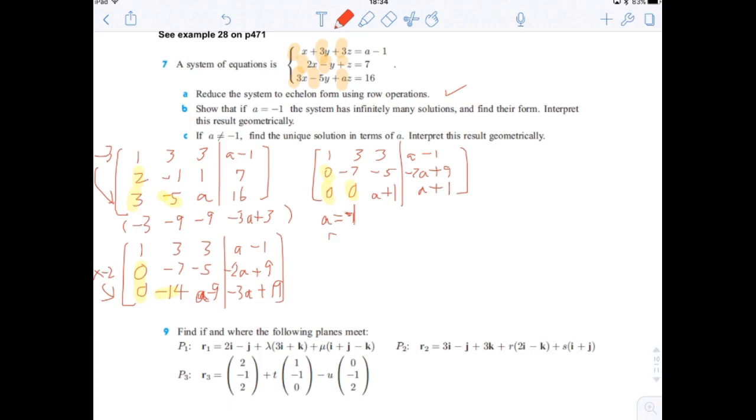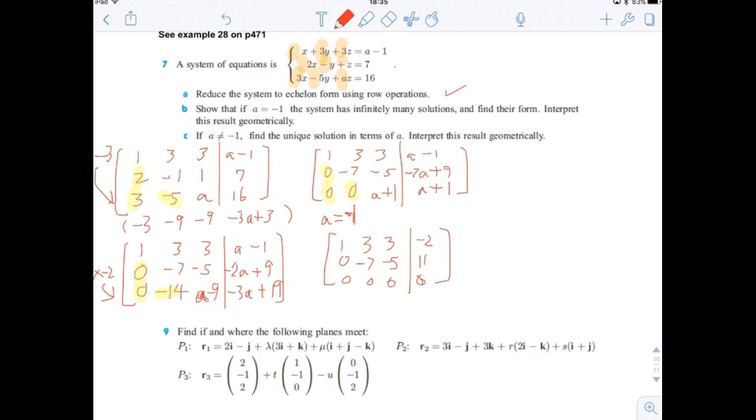Let's try plugging in a equals -1 to some of the other rows. So 1, 3, 3, and then the first row would be a minus 1, -1 minus 1 is -2. The second row would be 0, -7, -5, -2a plus 9. A is -1, so it would be -2 times -1, so +2 plus 9, which would be 11. And then the last row would be 0, 0, and -1 plus 1, and we get 0 again. Okay, so if a equals -1, the matrix would look like this.